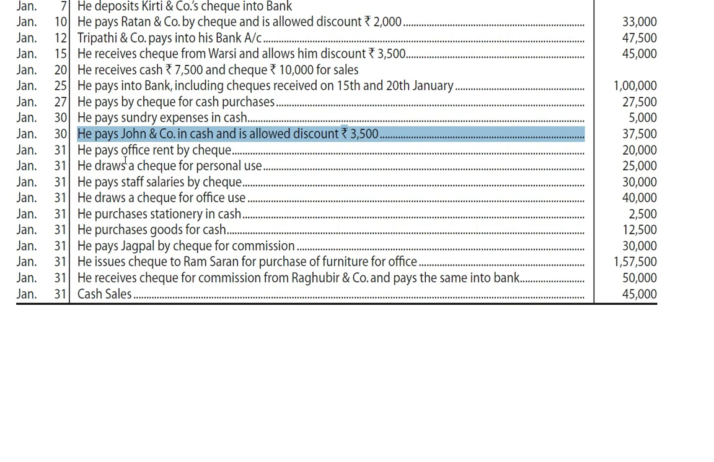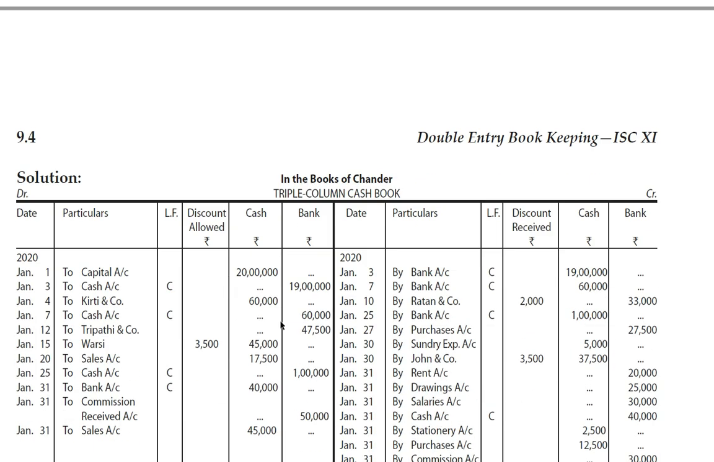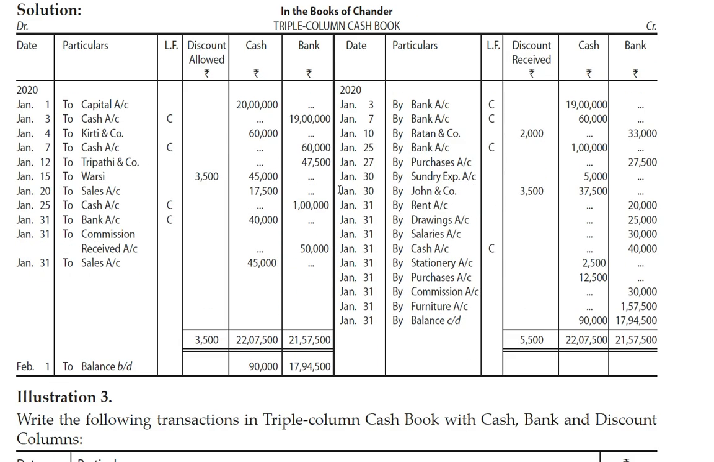Come to the next entry. He pays John and Co in cash and is allowed discount 3,500, total 37,500. Whenever you are paying some money to John and Co, come to January 30, paying to John and Co. So by John and Co, cash is going out 37,500 and discount, that is 3,500. I will write the amount of discount in the discount column and cash in the cash column.